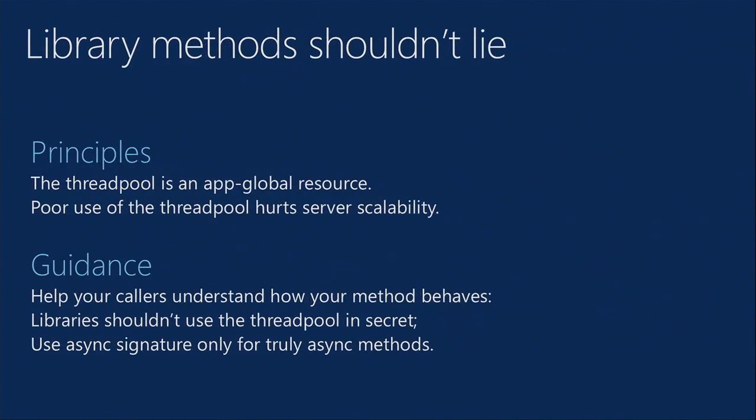So, library methods shouldn't lie. The thread pool is a global resource. It should be treated as such. Your global program should make decisions about how to consume that resource best. And it's a no-no to block your threads waiting for async work, because that async work may depend on that thread not being blocked. Those are essentially the things to keep in mind.